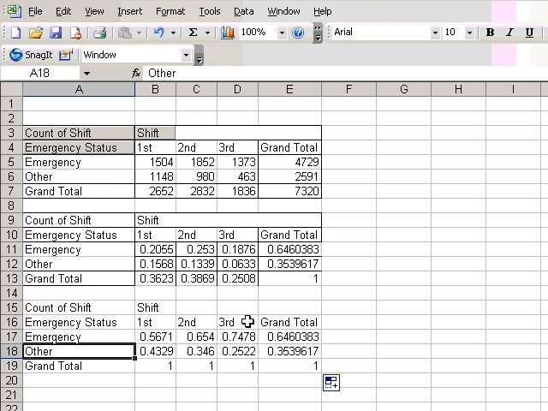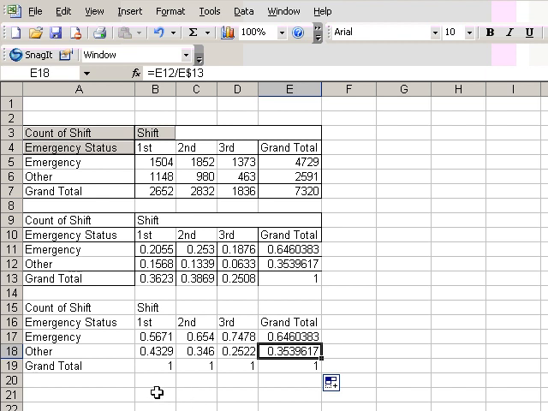Given that, for example, they came in the third shift, there's about a 75% probability that they came for an emergency and about a 25% probability that they came for something else. Overall, there's about a 65% probability that people came for an emergency and about a 35% probability that they came for something other than an emergency.